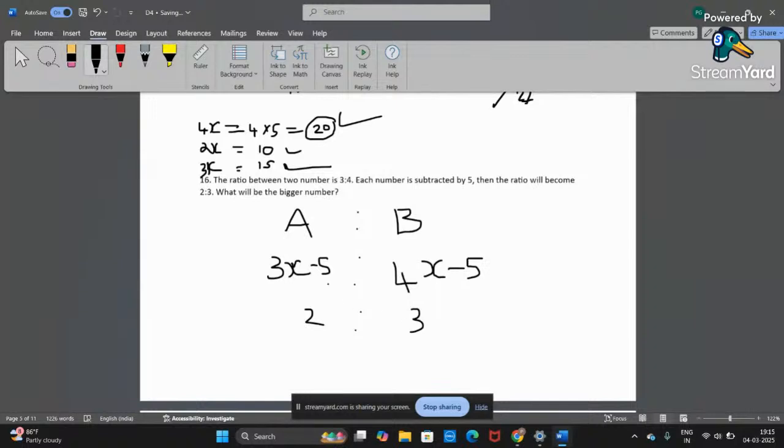Now to find the bigger number, what you have to do? You have to find x value, so you have to do cross multiplication. After cross multiplication, what will you get? 3 into (3x minus 5). Directly write the answer. 3 into 3x, it is 9x. Again, 3 into minus 5 is minus 15, right? Cross multiply this with this. 2 into 4 it is 8x. 2 into 5 it is 10.